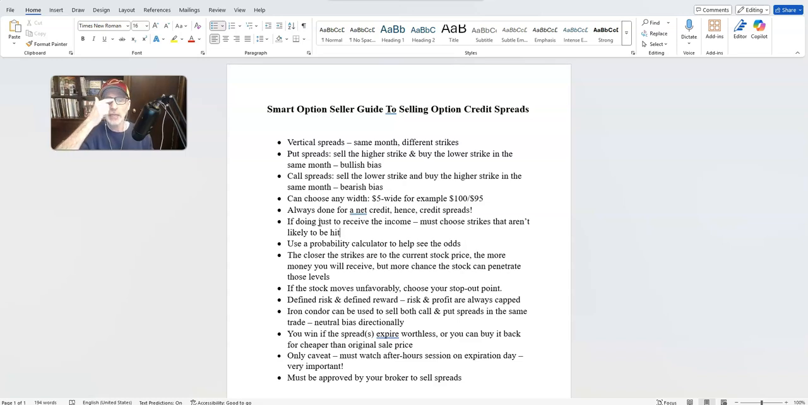And we're going to look at the option calculator, the probability calculator. I'm going to show you how you can see your odds of that happening. And let's see, where are we here? So you use a probability calculator to help you see the odds.